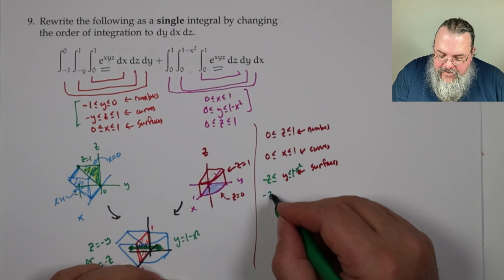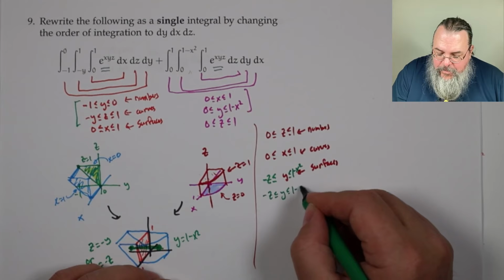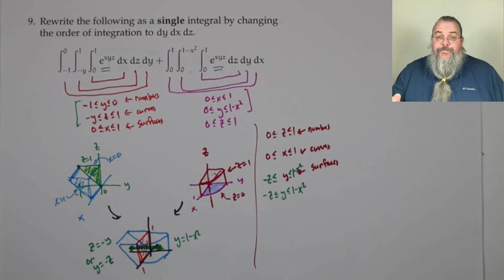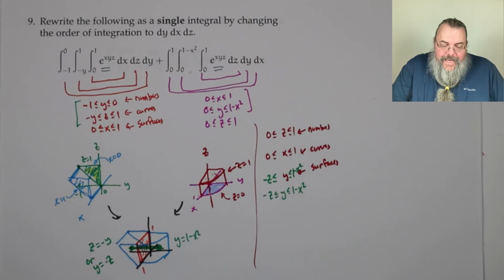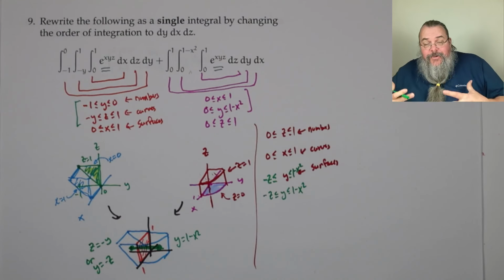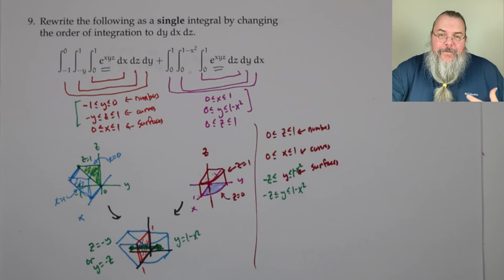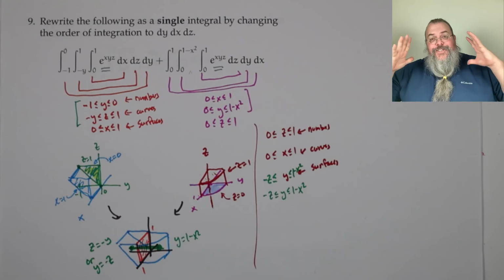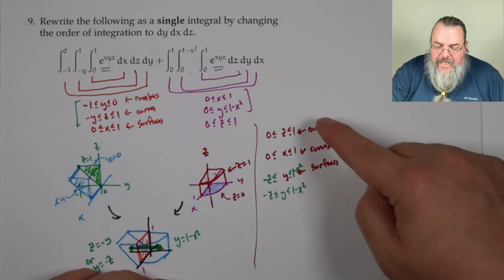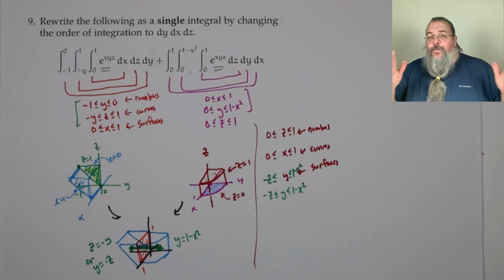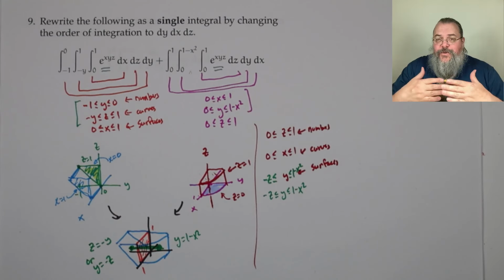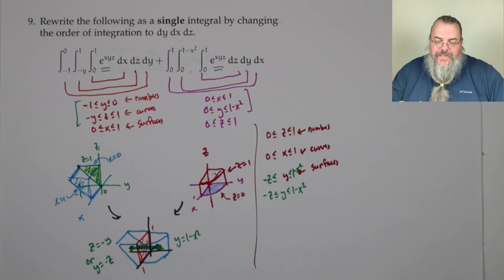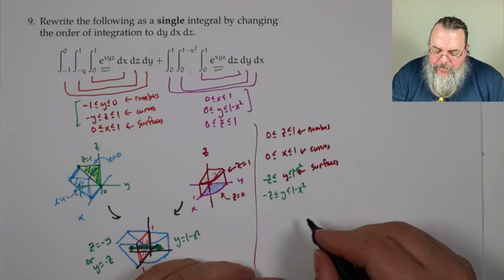I'll rewrite it, minus z less than or equal to y, less than or equal to 1 minus x squared. And we're done. We have our description. What does it mean when we talk about setting up bounds for integrals? It really means describing the region in this systematic way. Between what two numbers, between what two curves, between what two surfaces. Because once you have that set up, you just write it down.